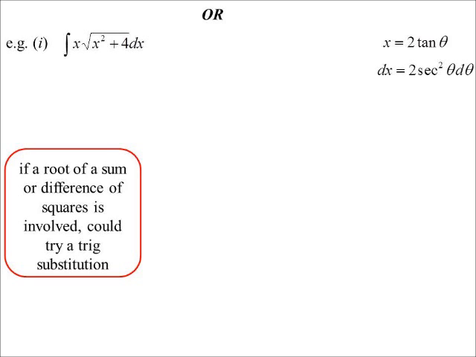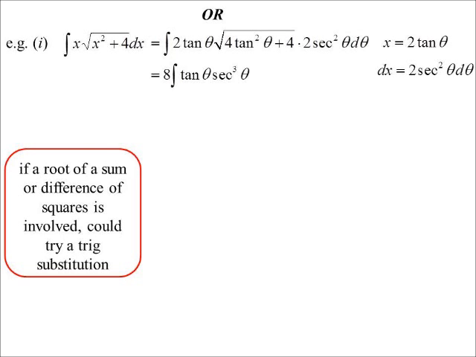So if they hadn't given me the substitution and I was thinking of one, this is another idea I could try. I notice, oh, I've got a sum of two squares, or it works with difference of two squares as well. If I've got a sum of two squares under there, I might try that. Well, if x is 2 tan theta, dx is equal to 2 sec squared theta d theta. The advantage of this method, you'll notice, is I can substitute straight in for x and dx. I don't have to create anything here.